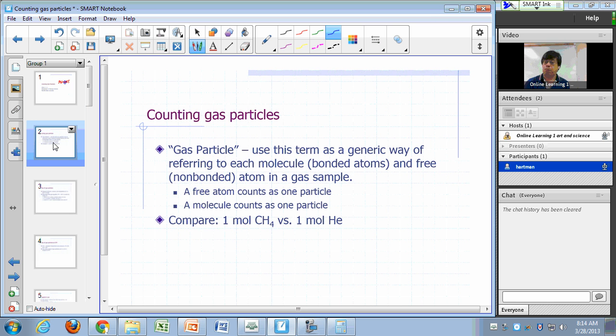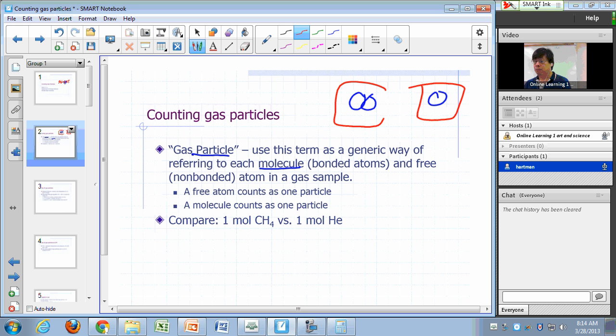When we use the word particle, in this context, gas particle, we use this term as a generic way of referring to either a molecule, which would be atoms that are bound together, or non-bonded atoms. So if we were counting gas particles, a molecule would count as just one particle. A single atom by itself, unbonded to any other atom, would also just count as one particle. So a free atom counts as one particle, a molecule counts as one particle.